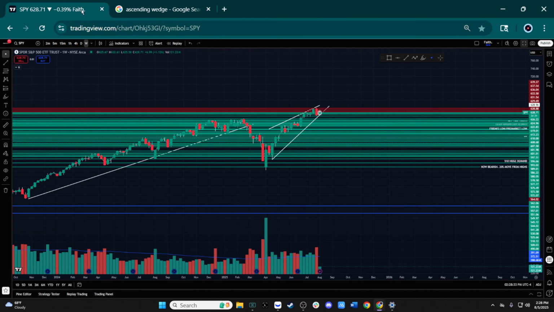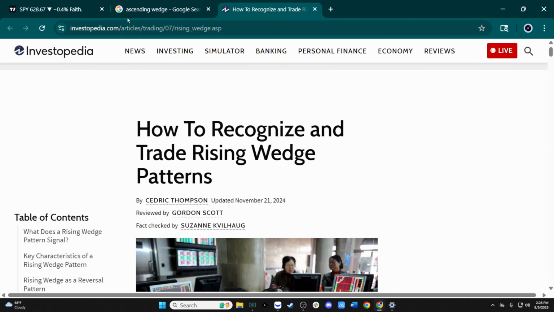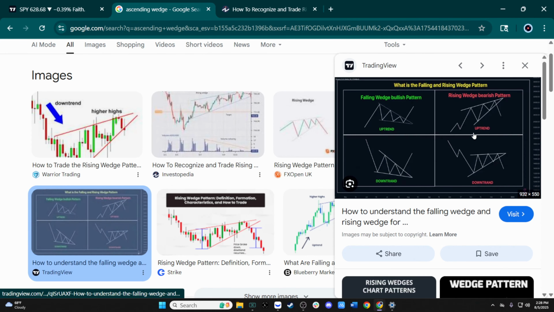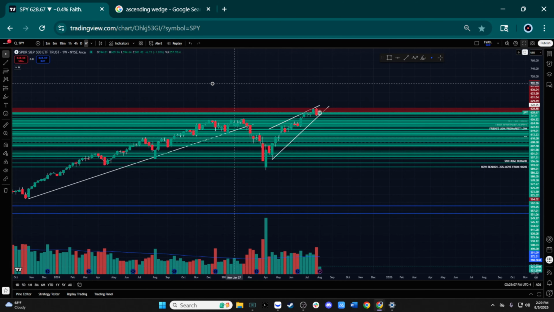So the fact that we have on the weekly time frame a rising wedge pattern, but you can go back here, rising wedge uptrend, be looking for a break in either direction, but the rising wedge is usually bearish. Be looking for SPY to fall, or the S&P 500, to see some type of drop if it breaks out.